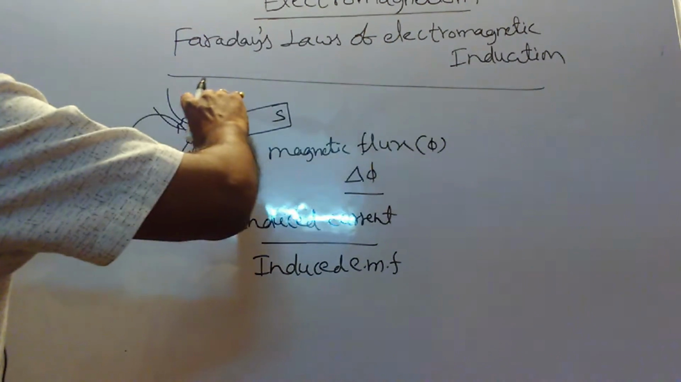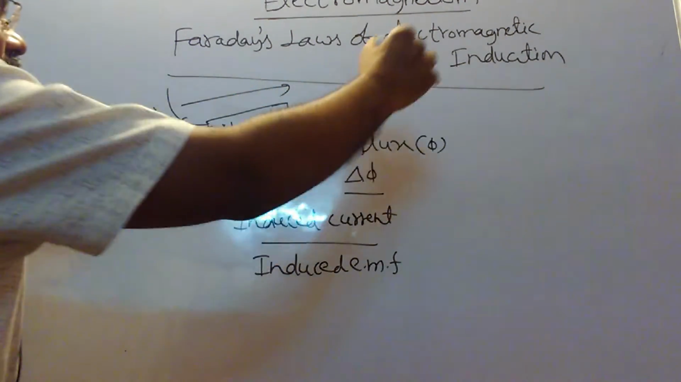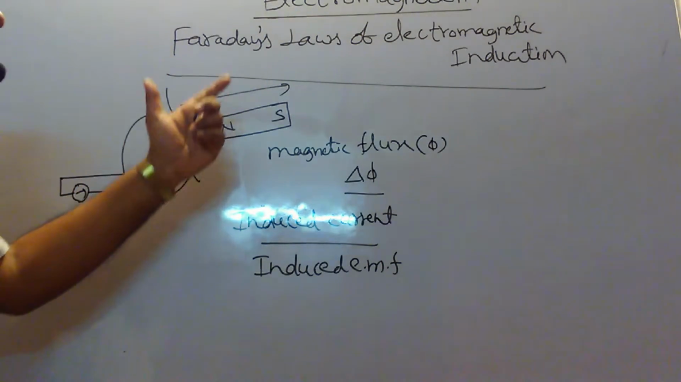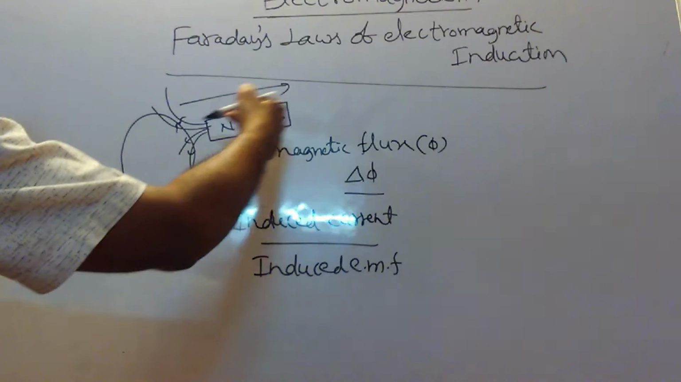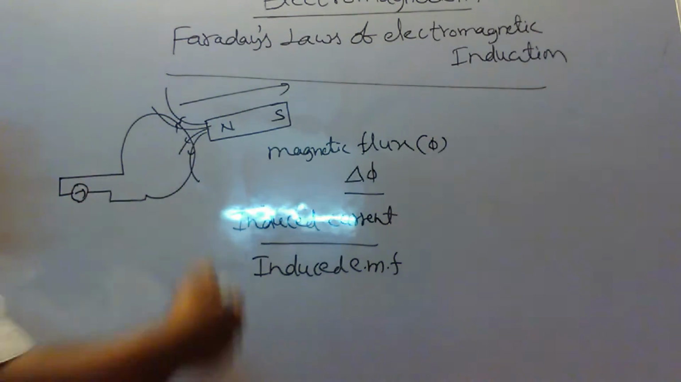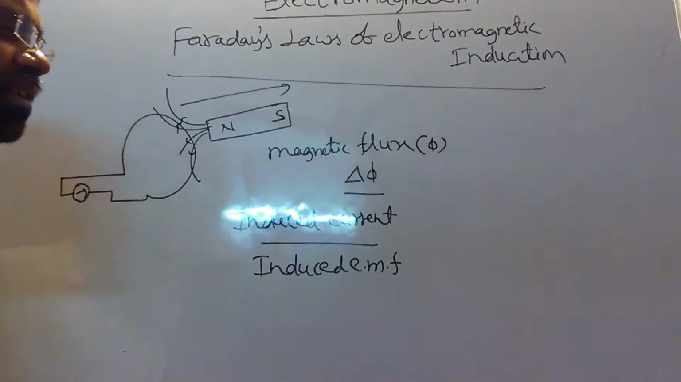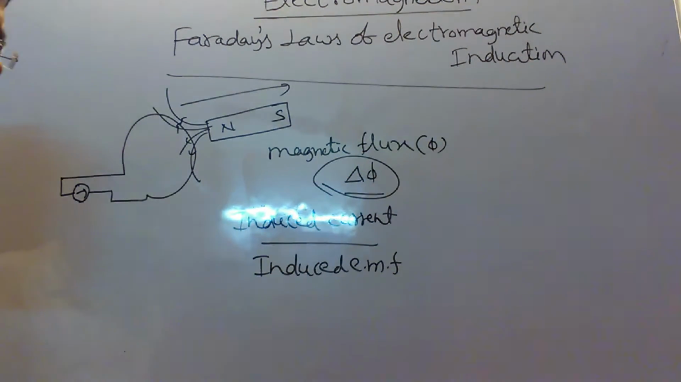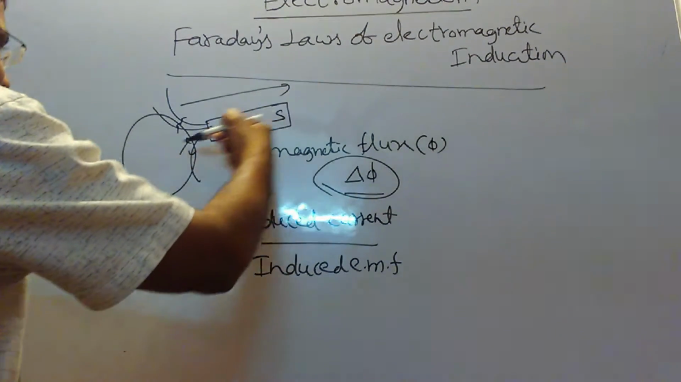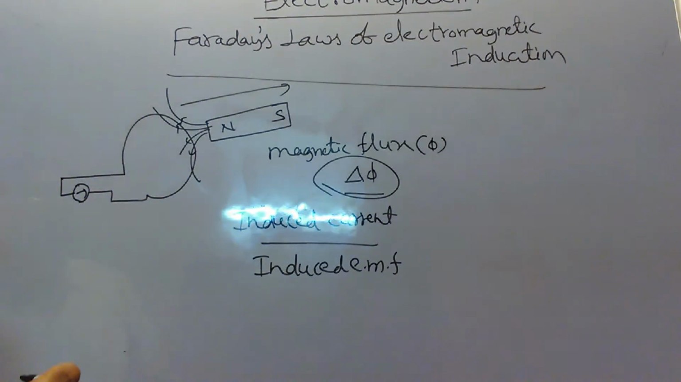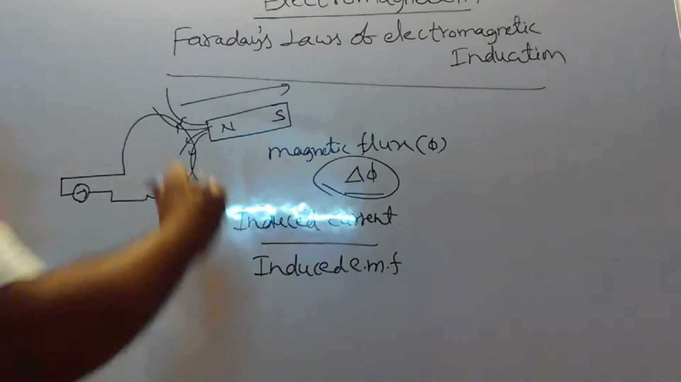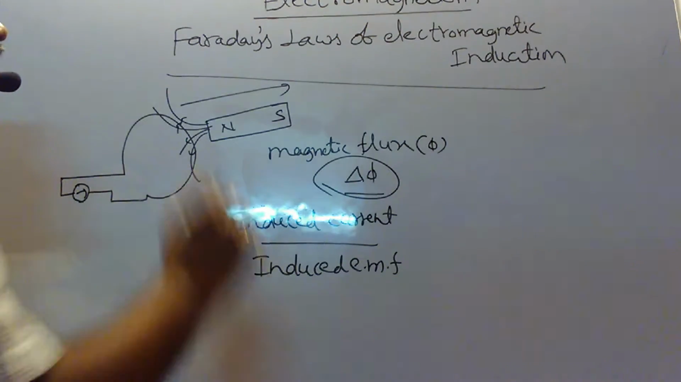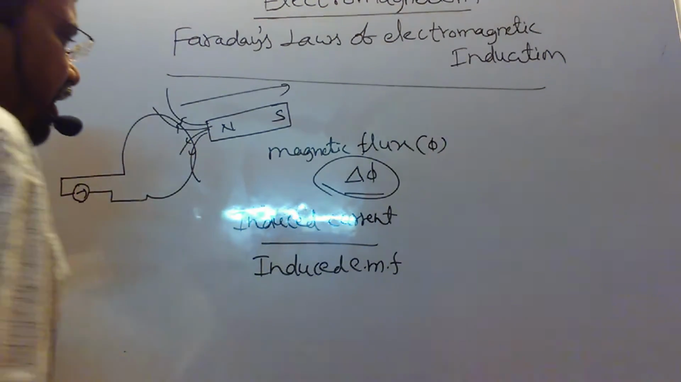Similarly, when we take the north pole away from the coil also, current is generated. In that case what happens? Magnetic flux decreases. When we are moving towards the coil, flux increases. When we are moving away from the coil, flux decreases. Anyway, change in the flux creates induced current. If one direction deflection comes in the galvanometer when moving towards the coil, then when moving away from the coil, opposite side deflection comes. So this is called Faraday's law of electromagnetic induction.